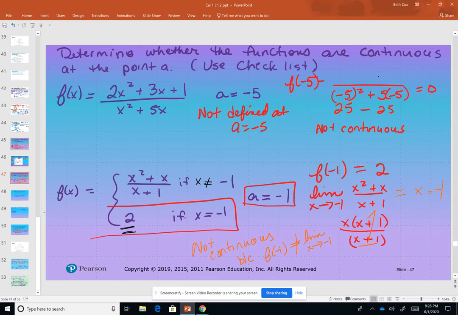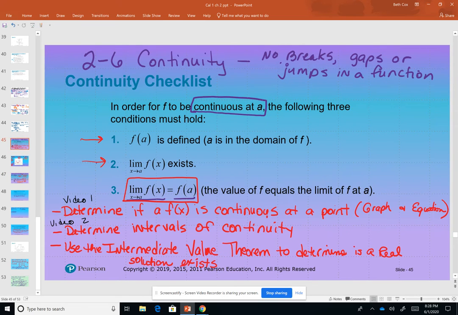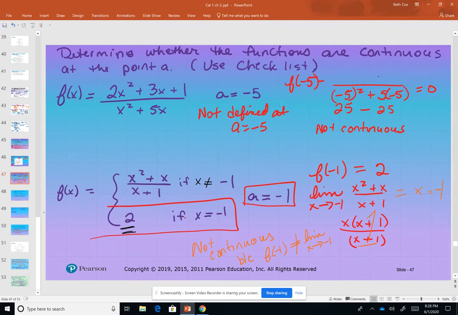All right, so today we are working on continuity. This is video number 2, and we did video 1, which is determine if a function is continuous at a point, and we used a graph to do that, and we did it also with an equation. That's their checklist. And now in video number 2, we're going to determine intervals of continuity.